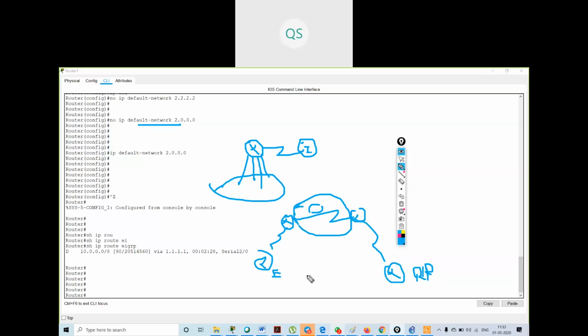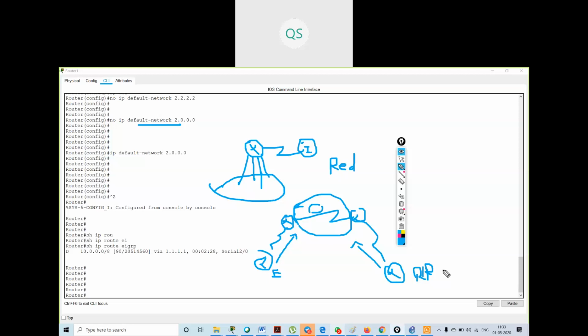I'm just giving an example. The scenario must be different. So this router is running RIP, and now they cannot communicate with each other. To get communication between RIP, EIGRP and OSPF, we use the redistribution command. In this scenario, we use the redistribution command.